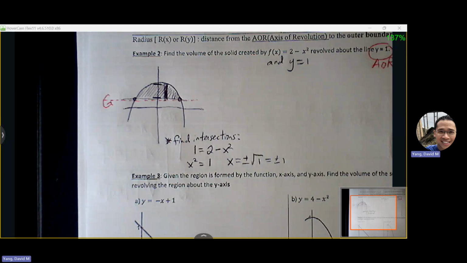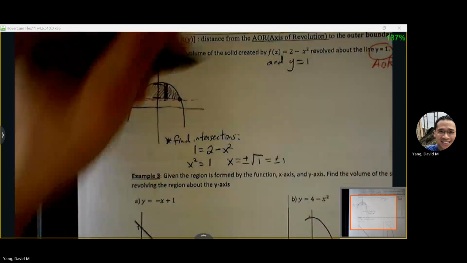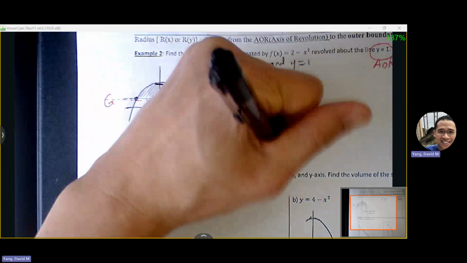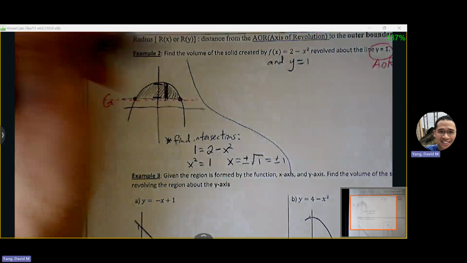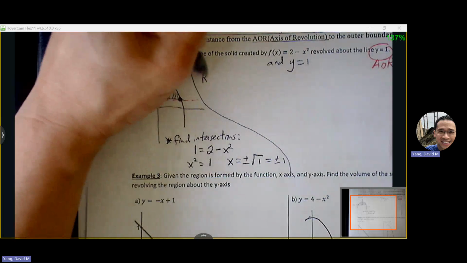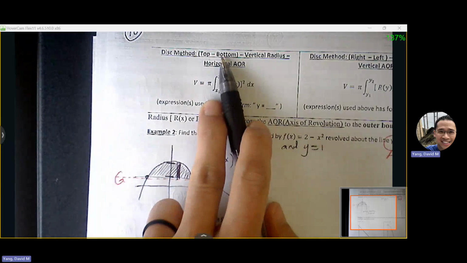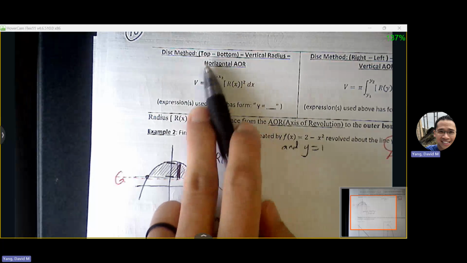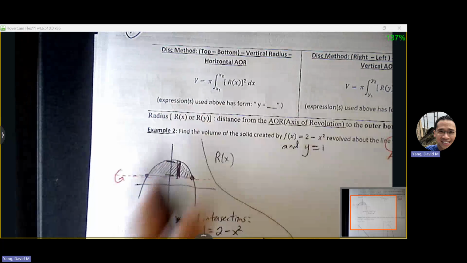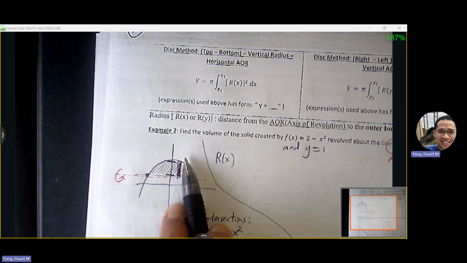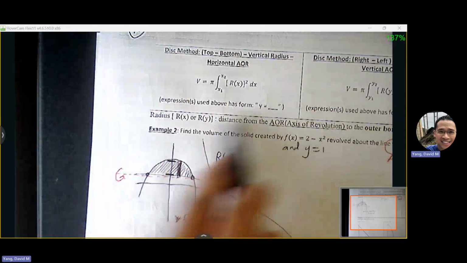It kind of helps us get our bearings for this problem. So let's build our radius. Our radius is a vertical radius. So if I have a vertical radius, I'm going to do a top minus bottom formula, because it's also a horizontal axis of revolution. So a horizontal axis, vertical radius, I'm going to use this formula.